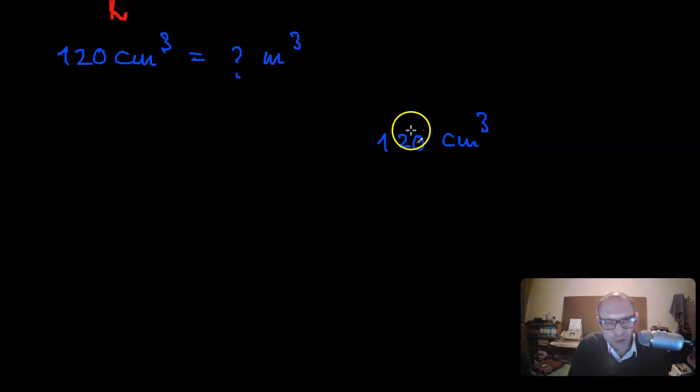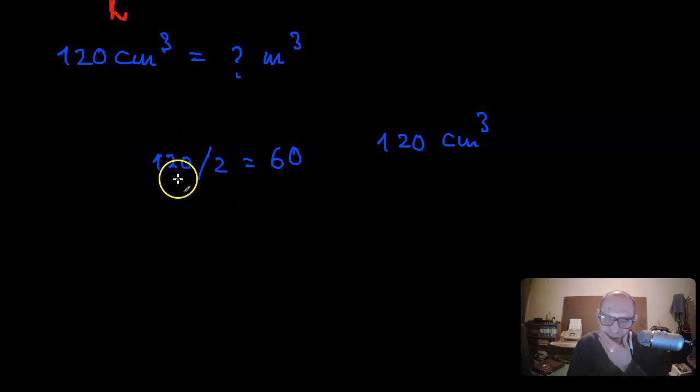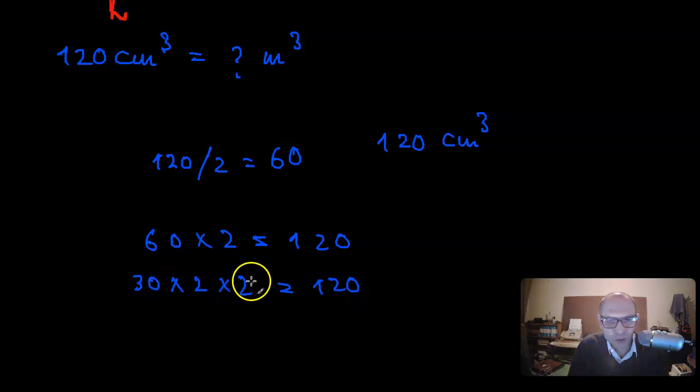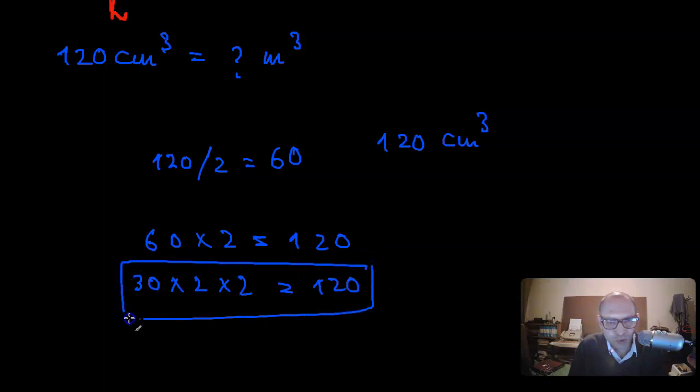Let's say that I divide 120 by 2, that's 60. 60 times 2 is the same thing as 120, right? Now I'm going to write the 60 as 30 times 2, and then there's another 2 over here. 2 times 2 is equal to 4, and 4 times 30 is equal to 120. So one way of writing 120 would be 30 times 2 times 2.